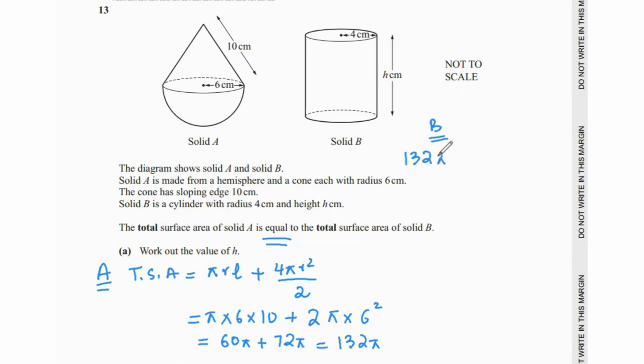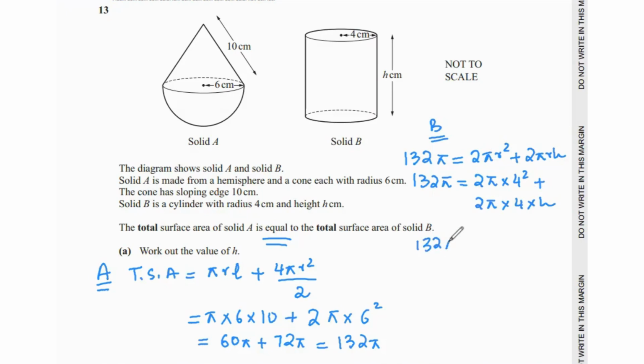Now for solid B, 132 pi equals 2 pi r squared plus 2 pi rh. This is the formula for the total surface area of a cylinder. Because the cylinder has two circular faces, hence 2 pi r squared, and then the curved surface area is 2 pi rh. So 132 pi equals 2 pi times 4 squared plus 2 pi times 4 times h.